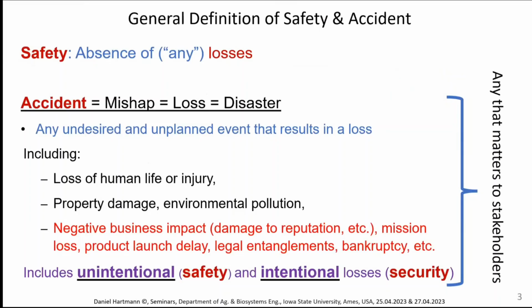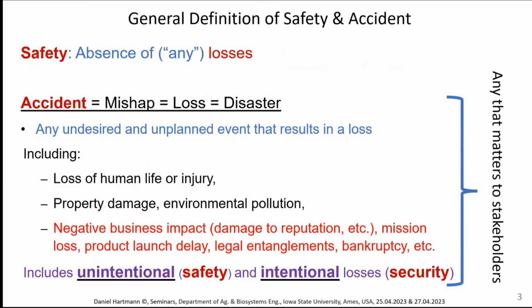Therefore, the wording losses can be accident, mishap, disaster. So from a very small mishap up to a disaster where 10,000 or 100,000 or even a million people can die and so on. So safety is always absence of any losses, and any losses which are undesired and unplanned, and result in a loss. And it includes loss of human life or injury, of course, property damage, environmental pollution, but also negative business impact. For example, damage to reputation, mission loss, product launch delay, or any other delays, legal entanglement, bankruptcy, etc. So all kinds of losses.